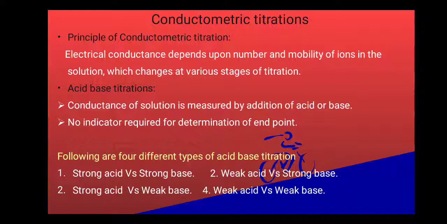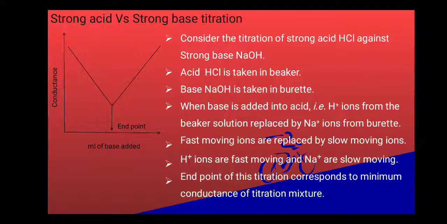After going through this video, you will be able to learn what conductometric titration is, and how the change in the conductance of the solution is used to measure the endpoint. We will see one by one, first strong acid strong base titration. When you consider the titration of strong acid strong base, HCl and NaOH are used. HCl is a strong acid and NaOH is a strong base.